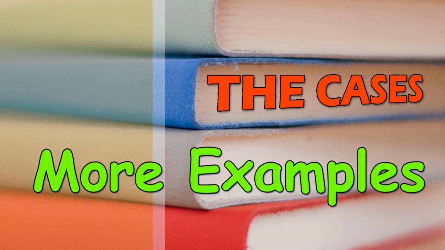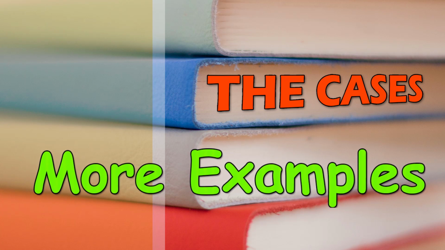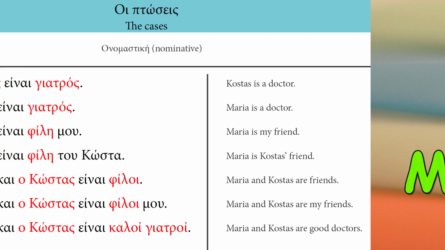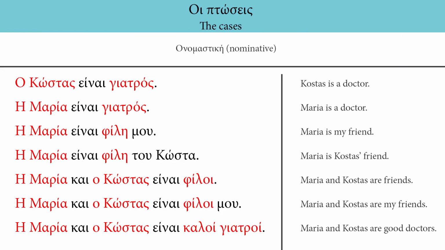I'm sure you need some more examples after all that, so that's why I'm here. We're going to see some more examples. I will try to use the same words as much as possible so that you won't get confused with the different endings because you are not familiar with the endings yet. Let's focus on the nominative first. In all of these examples, I use the verb είμαι. So, all the words in red are in the nominative case. They are subjects and predicates.